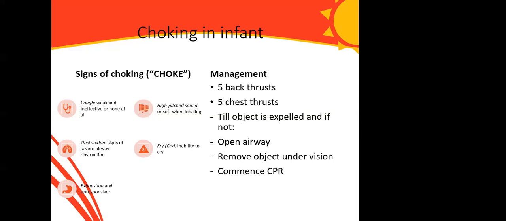You have signs of obstruction, stridor and all that may be present, the patient leaning forward, trying to gain mechanical advantage. And the patient is unable to cry. You see that the patient is in distress, but is unable to cry. At the end of the day, the patient becomes exhausted and not responsive. At this point, where the patient becomes unresponsive and exhausted, that's when you need to initiate CPR. So how do you manage this? You give 5 back thrusts, and I'm going to come to that because there are some pictures we can see.